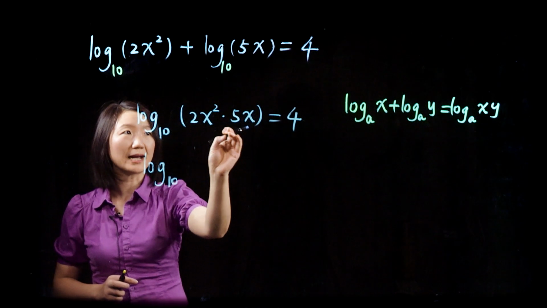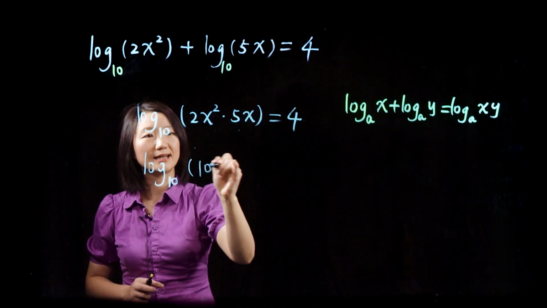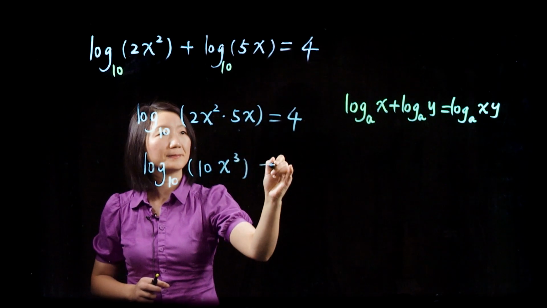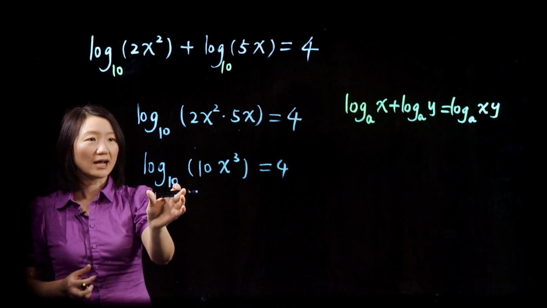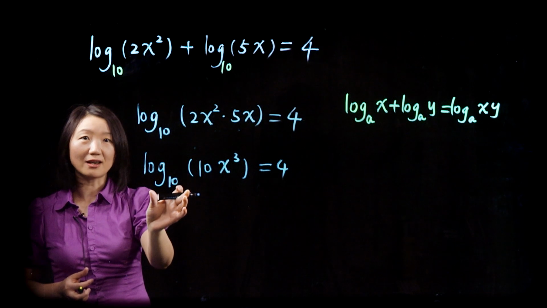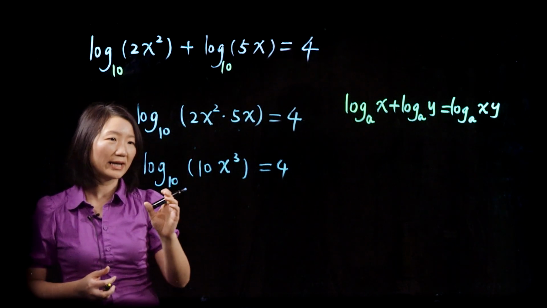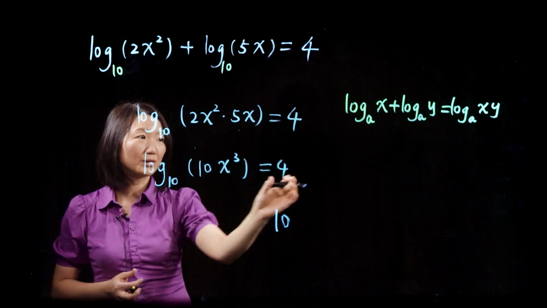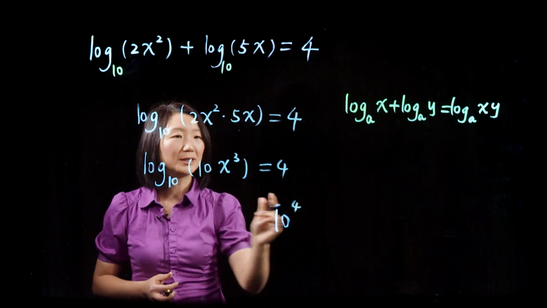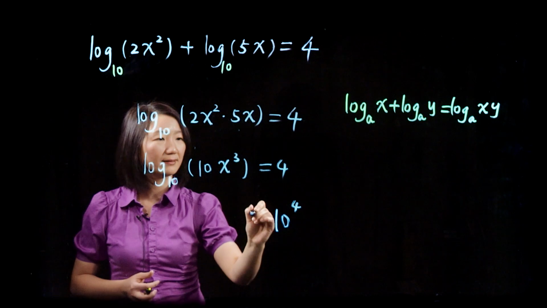So 2x squared times 5x gives us 10x cubed equals 4. Now, based on the definition of a log, we know we have to raise 10 to the power of 4 to get 10x cubed.